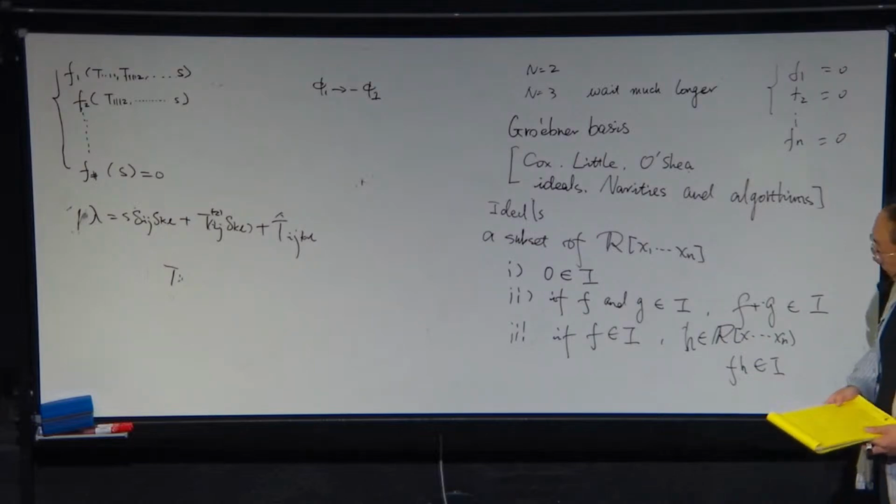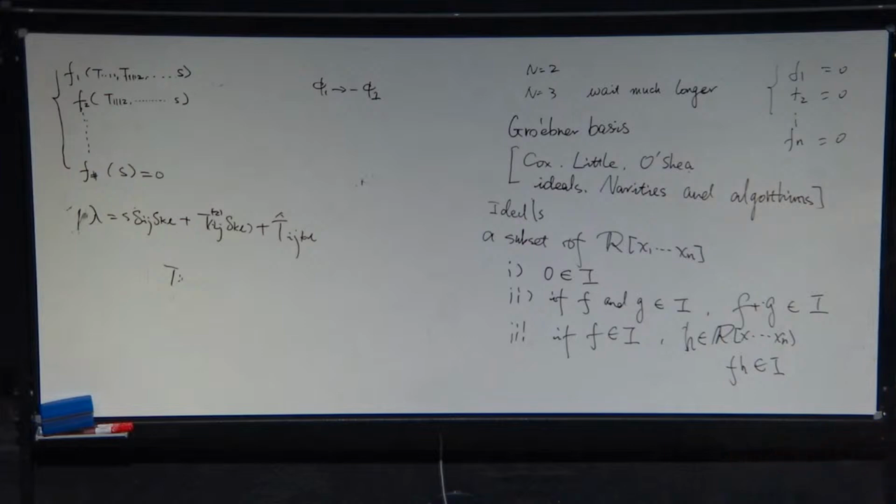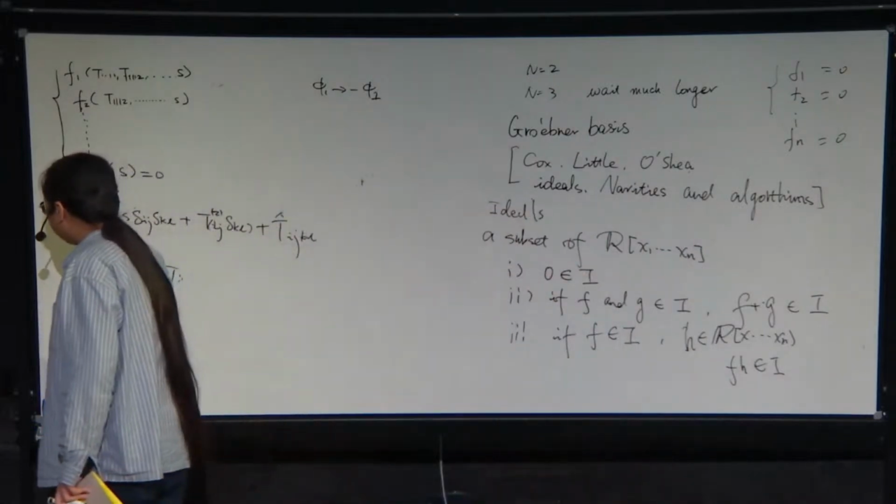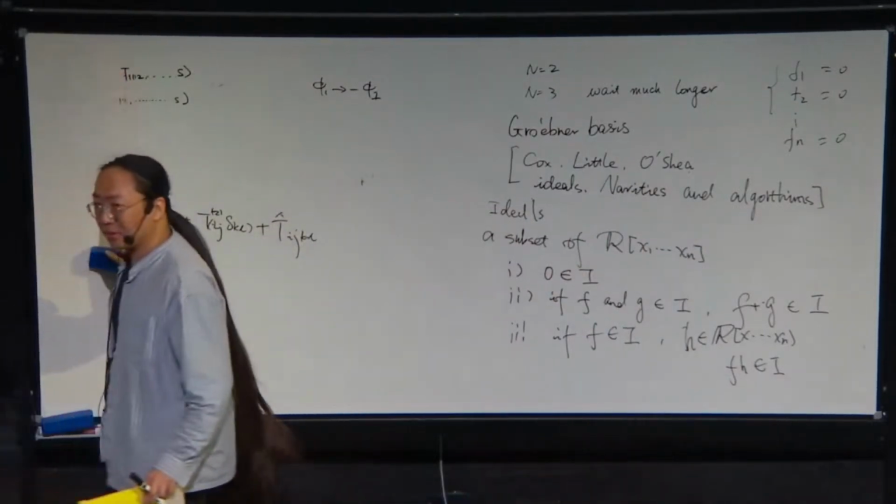So this is the state of the art for the moment. The upshot is that N equals 3 has been done, and N equals 4 has not been done. Feel free to think about how to do it.